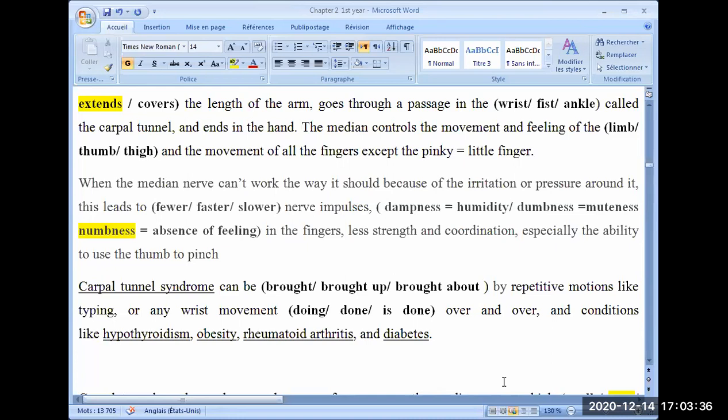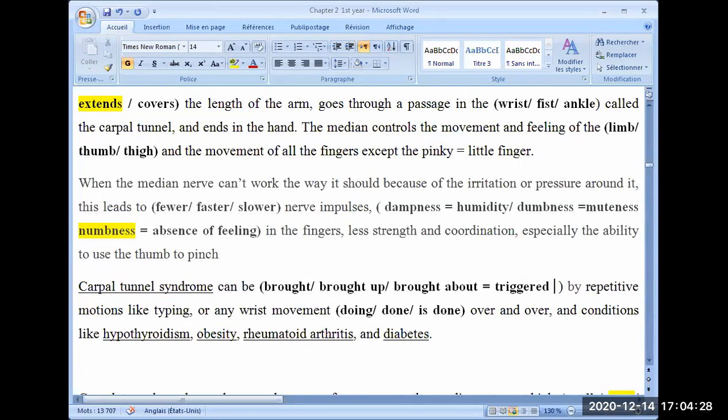Or any wrist movement. Which one? The second one, brought up by? No, it can't be brought up. You mean to bring up? Parents are supposed to bring up their children. Brought is the past participle of the verb bring, which means caused by or triggered by.